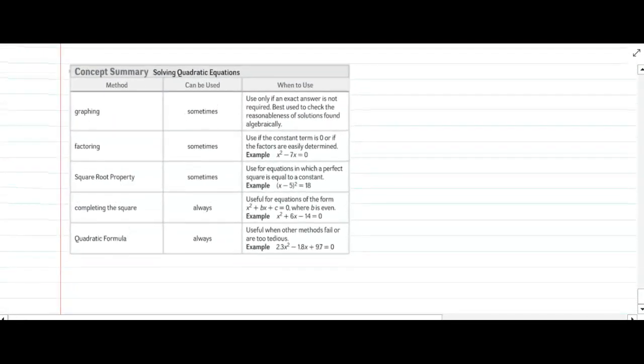This concept summary just summarizes everything that we've practiced so far. We practiced graphing in step 10. We started out our first video for step 12 by factoring. We then used the square root property and completing the square. And then finally in today's video we practiced other methods to use, like the quadratic formula when all the other methods are failing us.